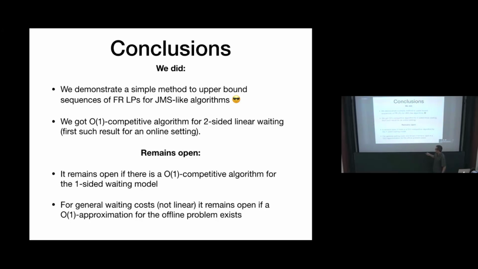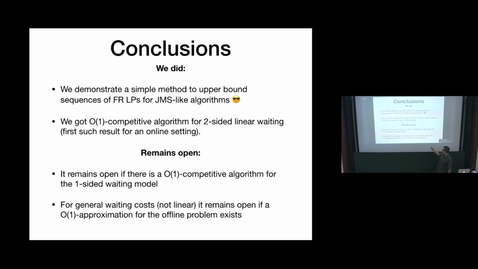Okay, what remains open? It remains open whether you can do constant competitive for the one-sided model. We did not disprove that. It's unknown. And it remains open in the offline setting if you consider other delay costs, not just linear weighting costs, but for example, there is a model with deadlines, where a client, rather than having a weighting cost, has a constraint not to wait longer than until some deadline.